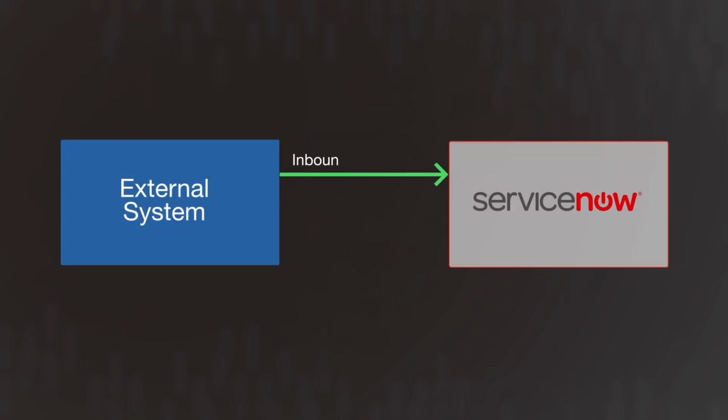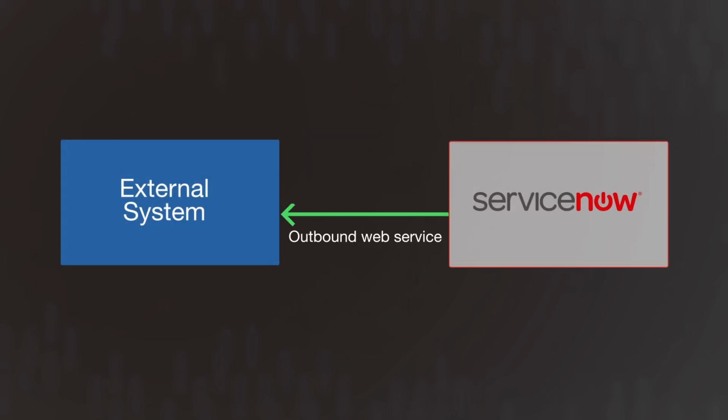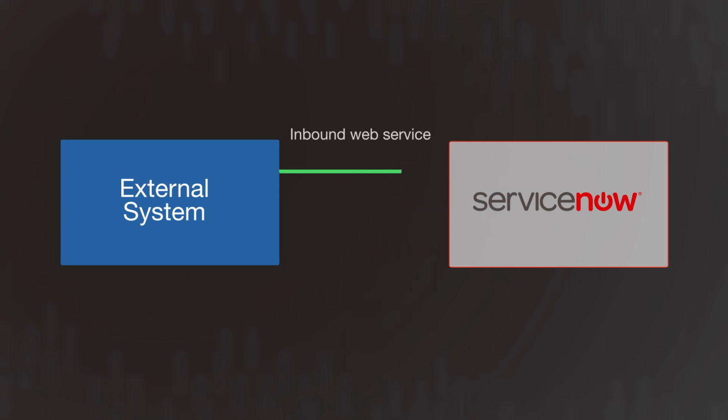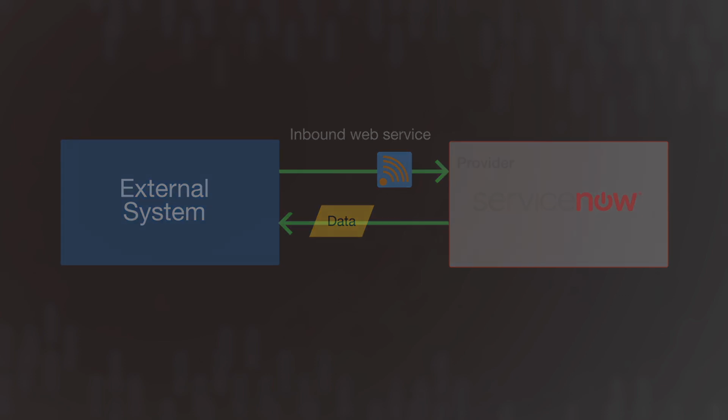Web services can be inbound or outbound. The ServiceNow platform supports both. For inbound web services, an external system sends a request, and the ServiceNow instance fulfills the request as the provider. The instance confirms that the request has been completed, or, if applicable, sends requested data to the external system.